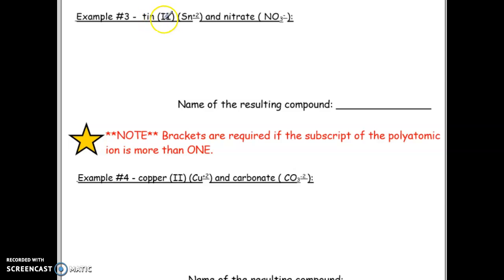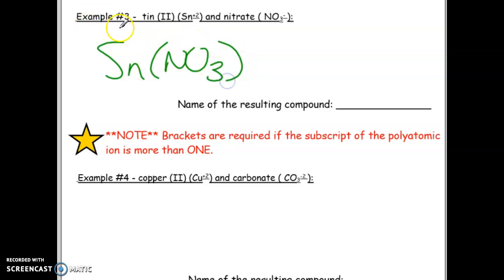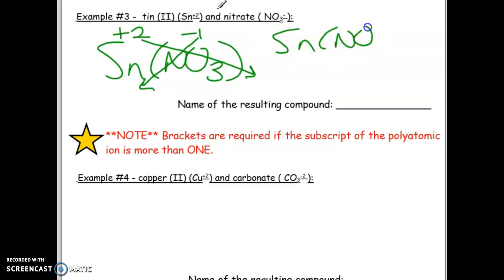All right, so here we have tin 2. Remember, if you're dealing with one of the elements that has more than one option, you need the Roman numeral. So we have tin 2 and nitrate. Tin is positive 2, nitrate is negative 1. So the 1 will crisscross down beside the tin, the 2 will crisscross down beside the nitrate. So this is going to be Sn(NO3)2. The brackets that I was showing you before have to stay if there is a number that is going to be on the outside of the bracket.